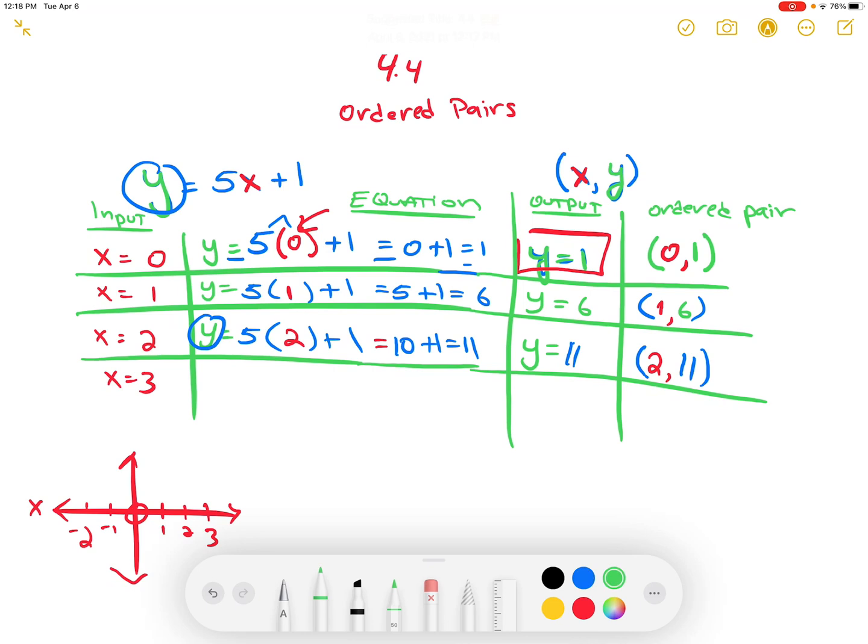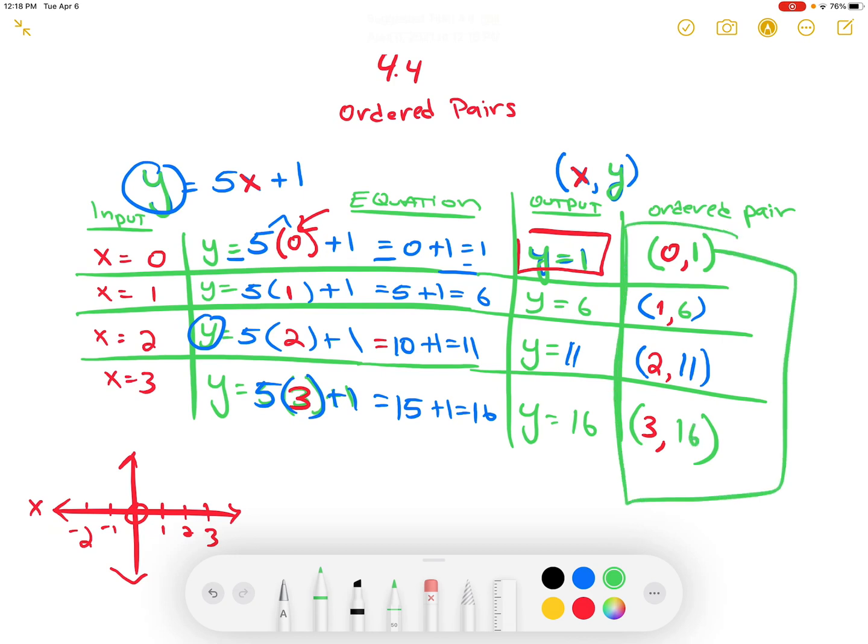And the last one, y equals 5 times 3 plus 1. Let me be consistent here. All right, so what is 5 times 3? It's 15. What's 15 plus 1? It's 16. So my output is 16. So my ordered pair would be an input of 3 for x and an output of 16 for y. And those are your answers right there.